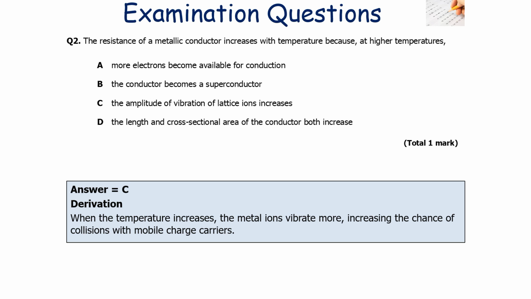When the temperature of any material increases, the ions that it's made from vibrate more, because temperature is a measure of the kinetic energy store of the particles in the substance. So if these ions, these particles, have more kinetic energy, they will vibrate more because it's a solid, so they can only vibrate, they can't move around. So this increases the chance of their collisions with our mobile charge carriers, the electrons, probably in this instance, so therefore it will increase the resistance.